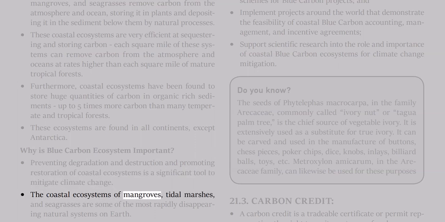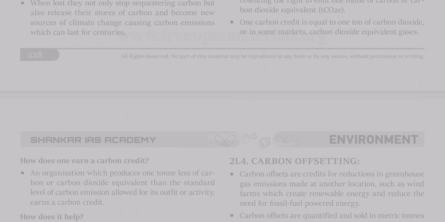The coastal ecosystems of mangroves, tidal marshes, and seagrasses are some of the most rapidly disappearing natural systems on Earth. When lost, they not only stop sequestering carbon, but also release their stores of carbon and become new sources of climate change, causing carbon emissions, which can last for centuries.